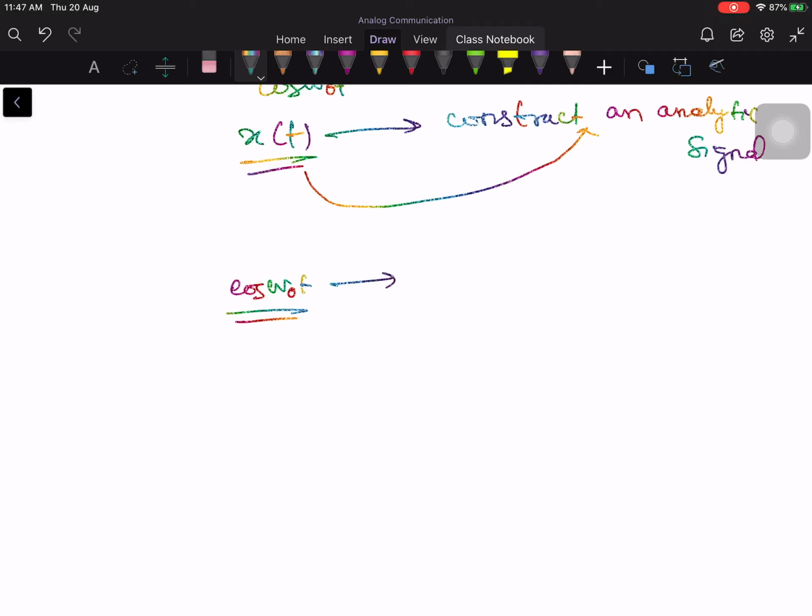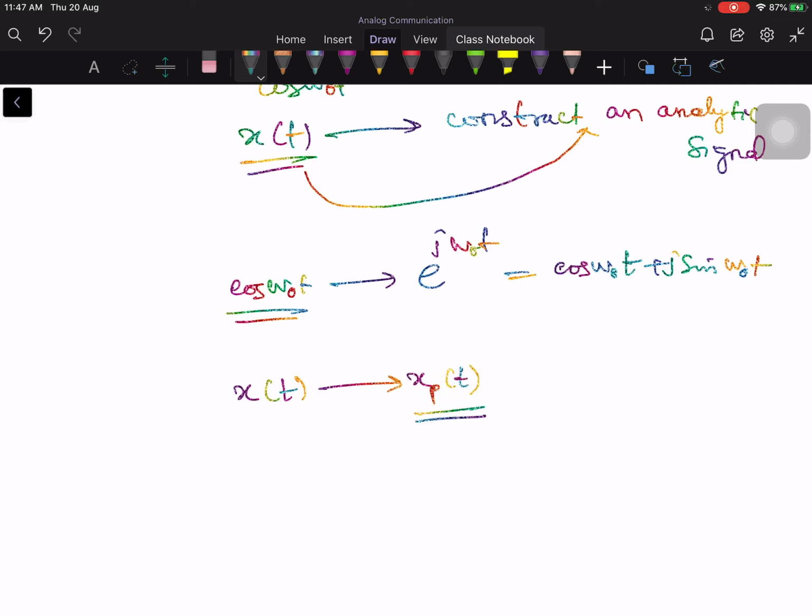For cos omega naught t, its analytic expression is e to the j omega naught t. What is this? This is cos omega naught t plus j times sin omega naught t. Similarly, for x of t, I can construct an analytic signal. That analytic signal, let me denote by xp of t. This is the analytic signal of a real signal x of t. So, x of t is real and this is the analytic signal of x of t.